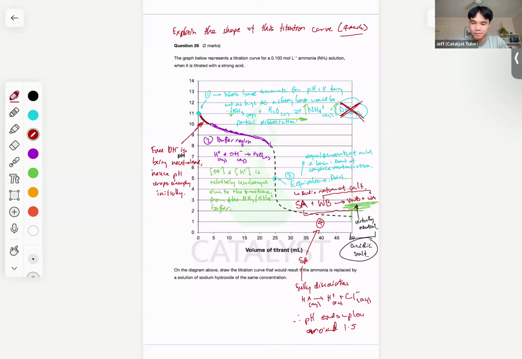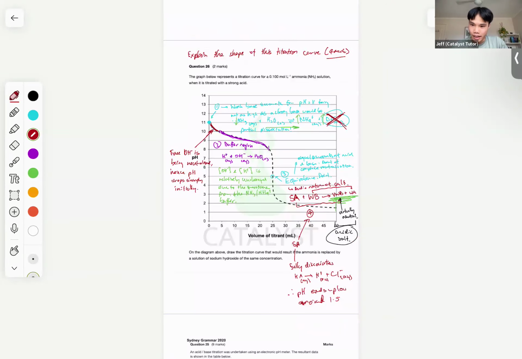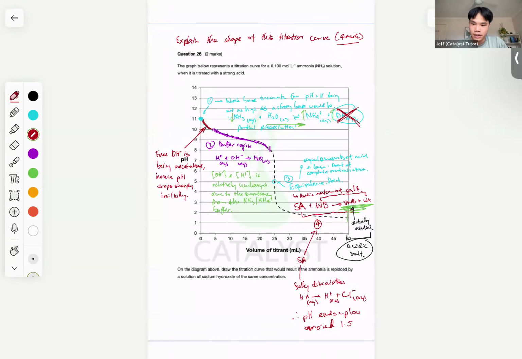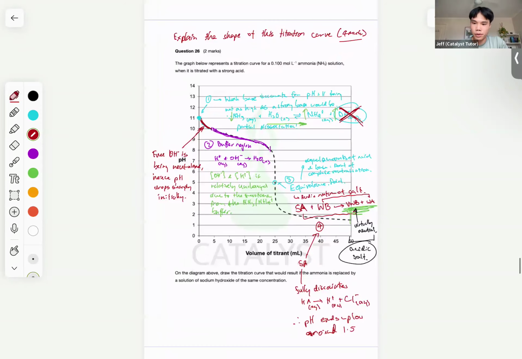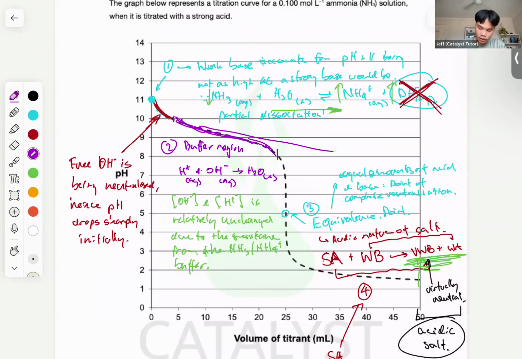Okay. Does the length of the buffer region impact anything? It just means that there's more buffer present. So if the buffer region was to extend for longer before you have the drop off, it means you just have more, in this case, base present to begin with.